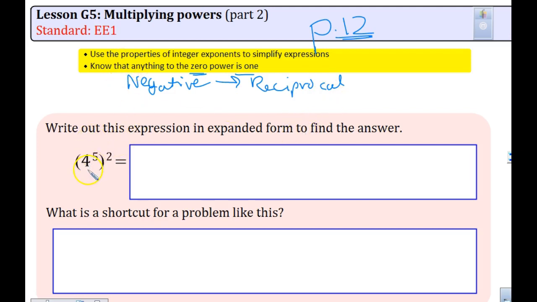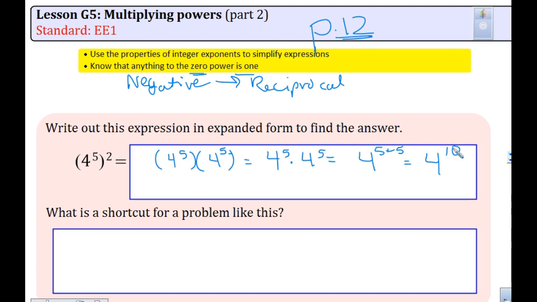In this first one, it says 4 to the 5th raised to the 2nd power. How many 4 to the 5th should I have? 2. I should have 4 to the 5th times 4 to the 5th. I wouldn't necessarily have to put this in a parenthesis. I could have written it this way, 4 to the 5th times 4 to the 5th. And our rule from a couple days ago said that when we have the same base, we keep the base and we add the exponents. So this is going to give us 4 to the 10th.